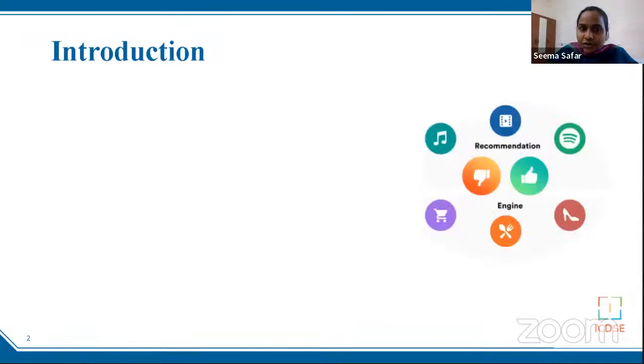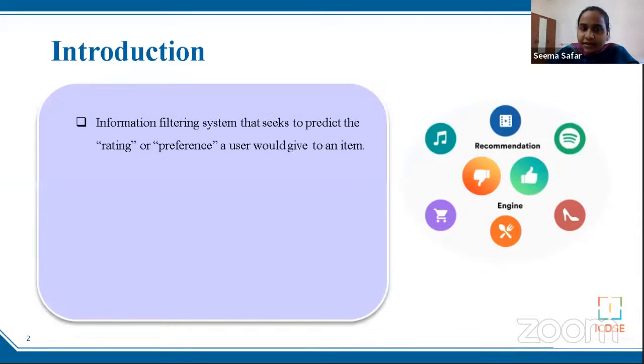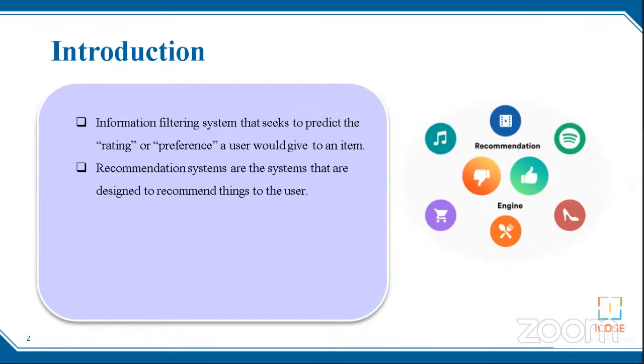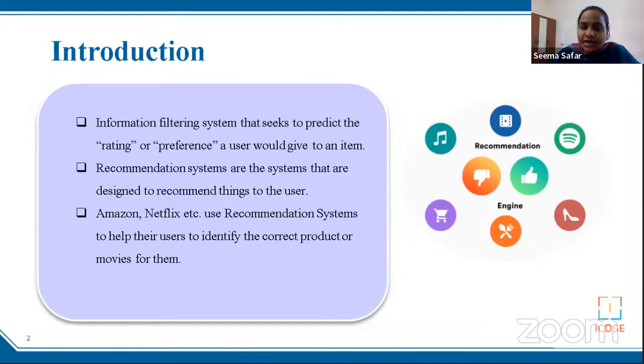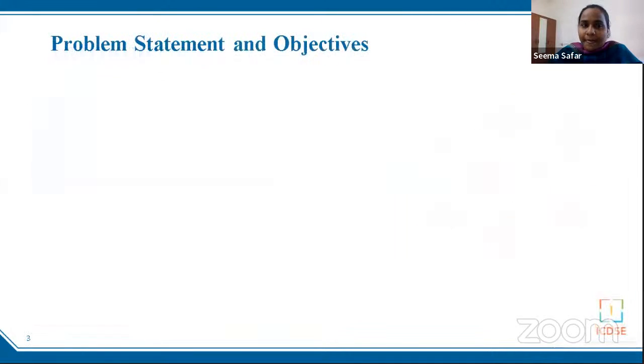Moving on to the introduction on what is a recommendation system. So basically, recommendation systems are information filtering systems which seek to predict the rating or preference a user would give to an item. So in simple words, recommendation systems are systems which are designed to recommend things to the user. As we all know, nowadays, Amazon, Netflix, etc., make use of recommendation systems to help the users to identify the correct products or movies for them.